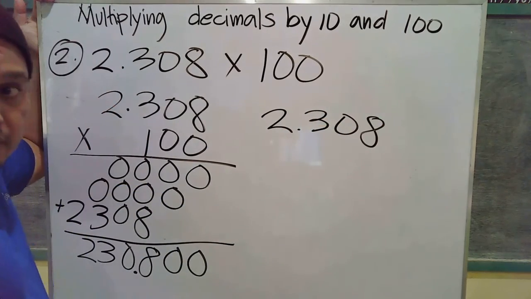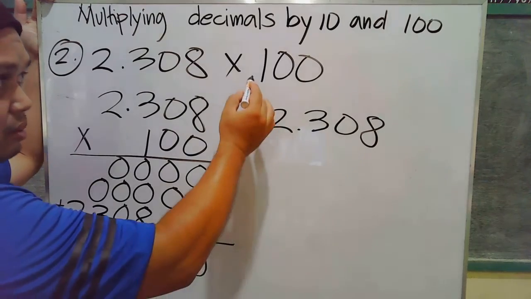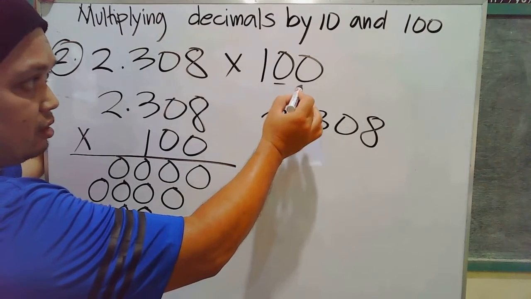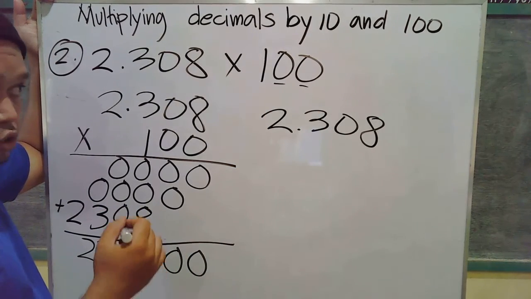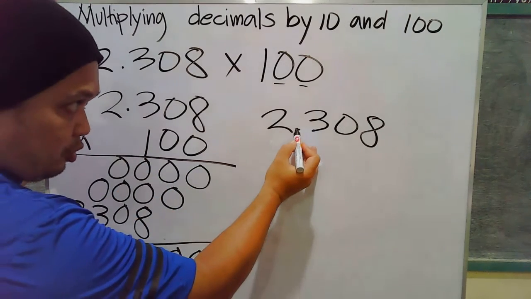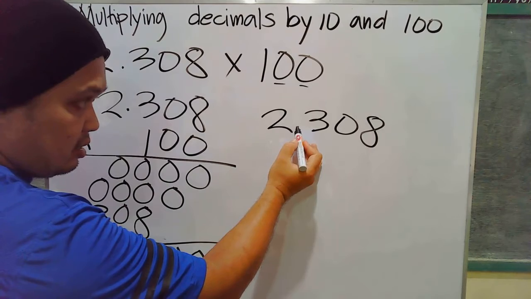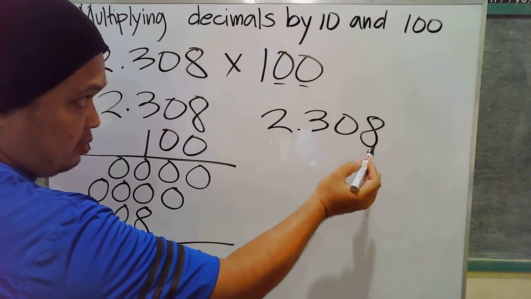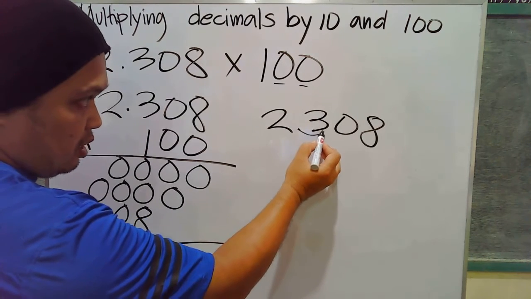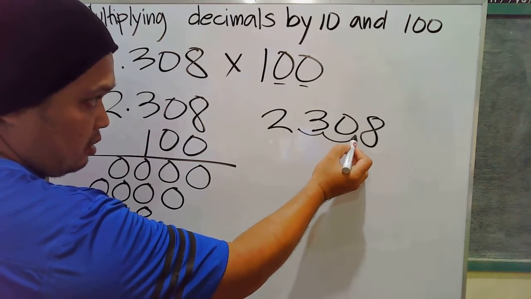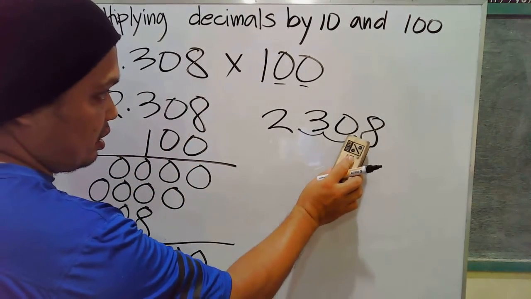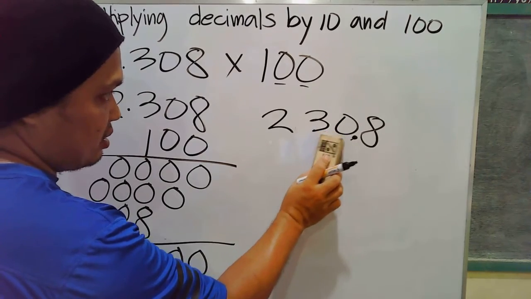2.308. Okay? Now, for our multiplier here, how many zeros do we have? 2. Here we have 1, 2. 100 has 2 zeros. You need to move the decimal point here 2 steps to the right, because we used 100 for our multiplier. So let's count. 1, 2. Now, our decimal point will be here between 0 and 8. That will be our answer.